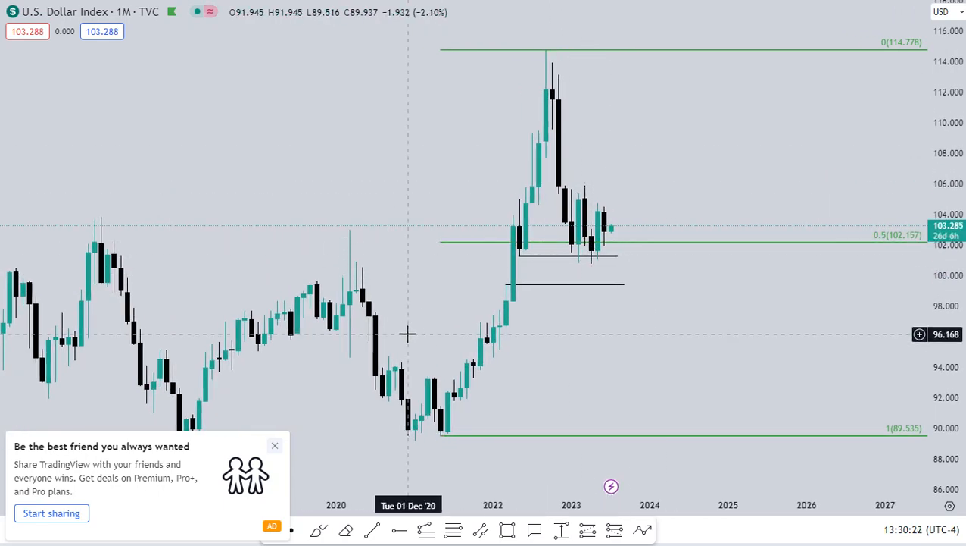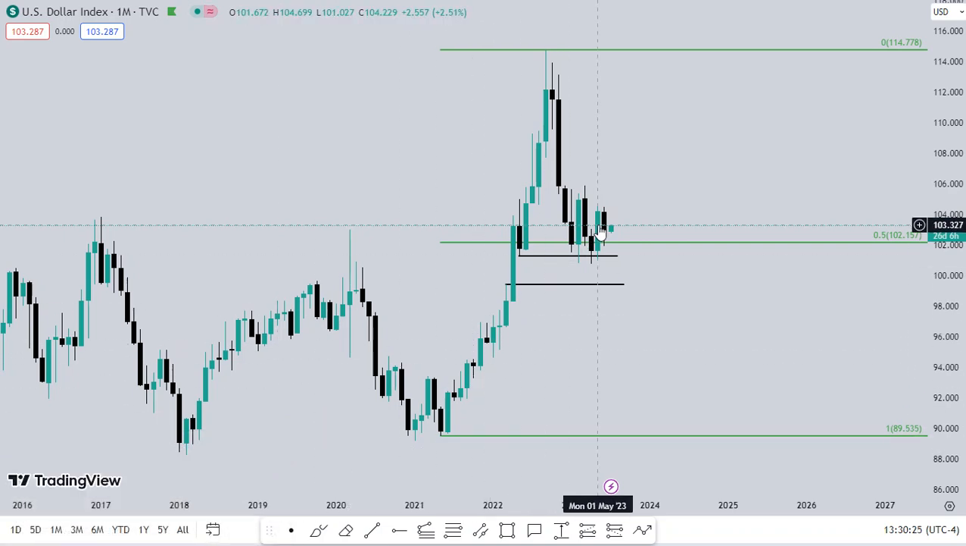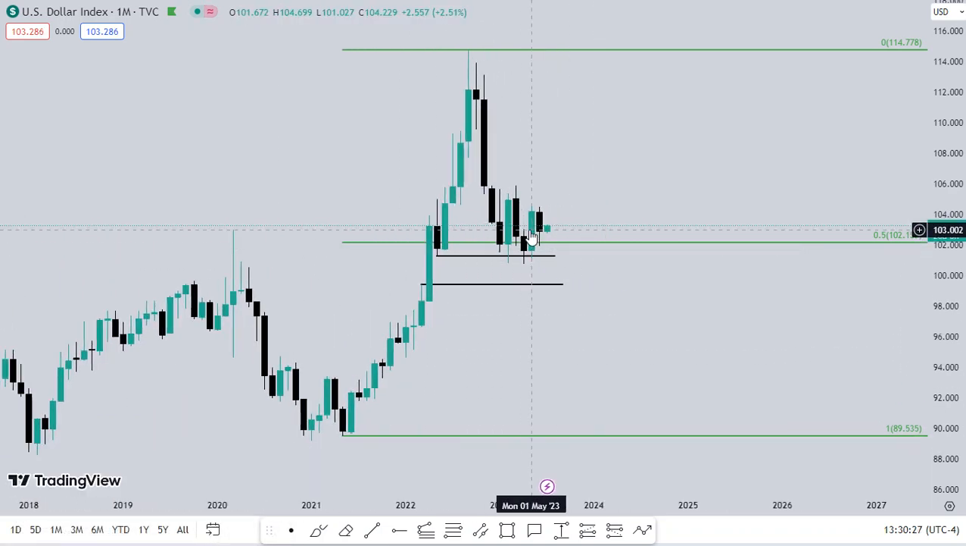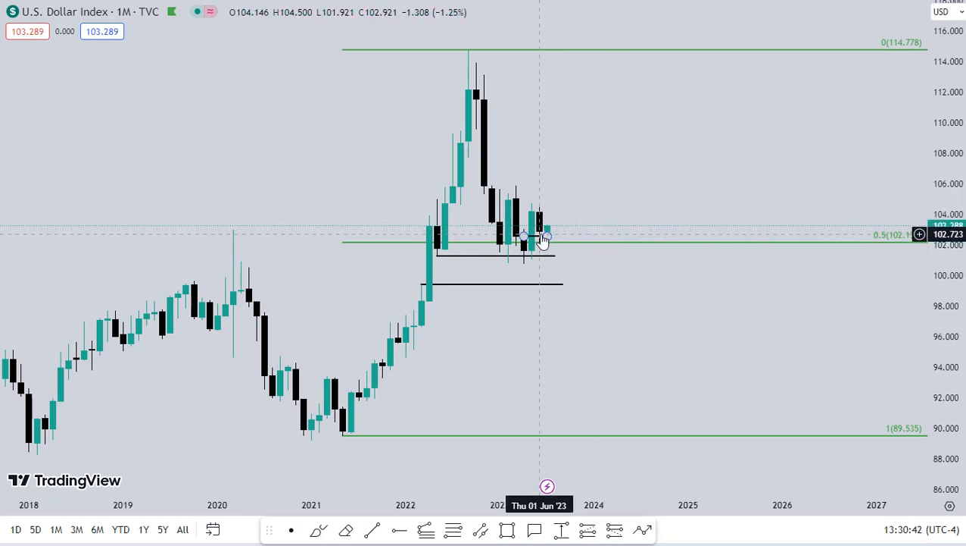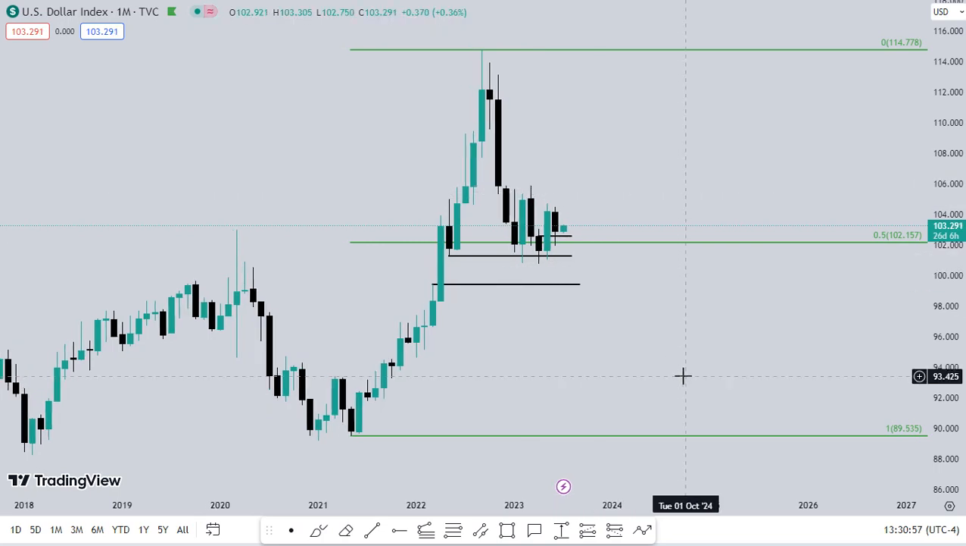Beside this fair value gap, we have this monthly bullish candle from the month of May. It closed above this down candle, so this down candle can be our bullish order block, and the body of this candle is essential for us. You can see that we haven't closed any body below this bullish order block. So currently this is an essential level of support on the monthly time frame, and targets can be this high and this high on the monthly time frame.